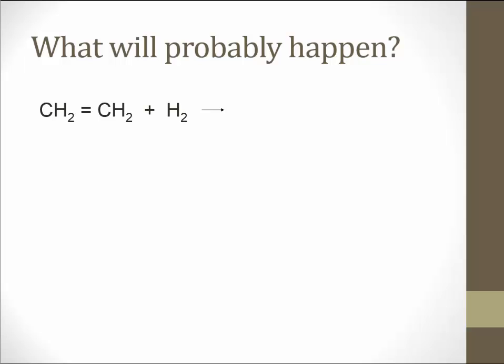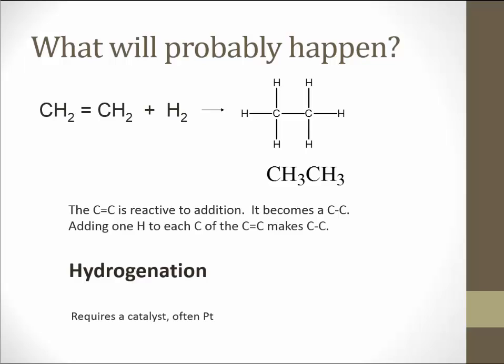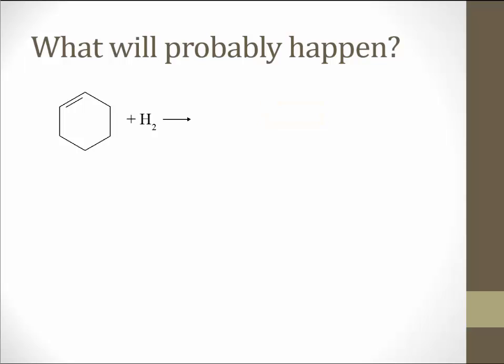We have an alkene, C double bond C, and we have some hydrogen. The C double bond C is very reactive to addition. It would prefer to be a C single bond C. Adding one H to each C of the C double bond C will make C single bond C. The product would look something like this. Expanded, condensed. This used to be the double bond. This is called hydrogenation. It requires a catalyst, and that catalyst is often platinum.